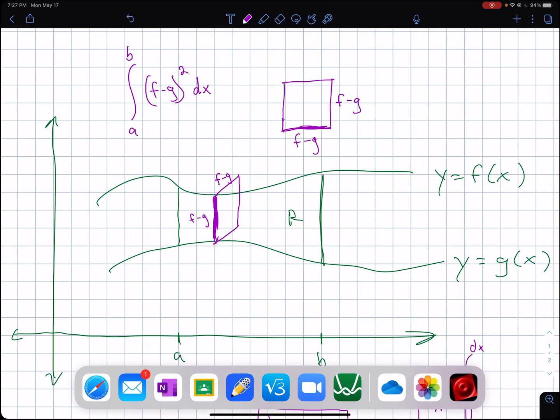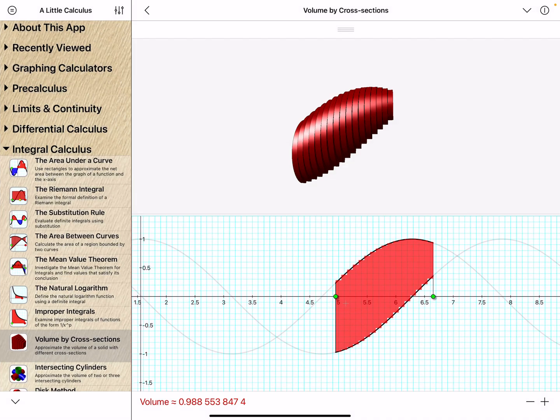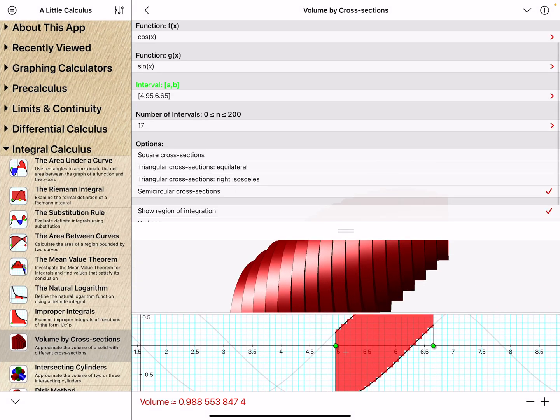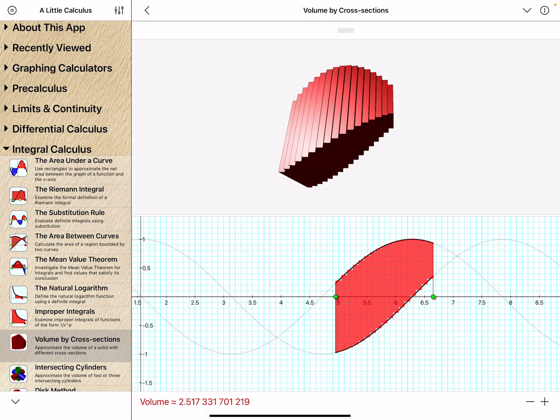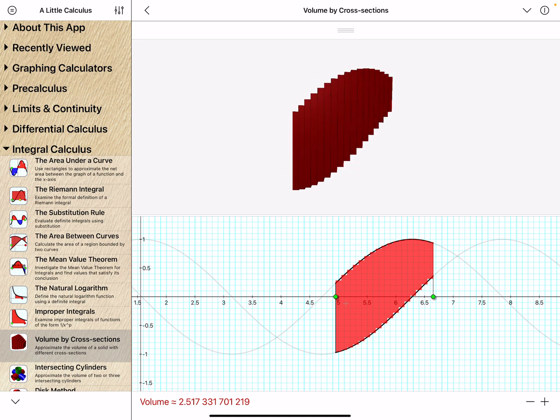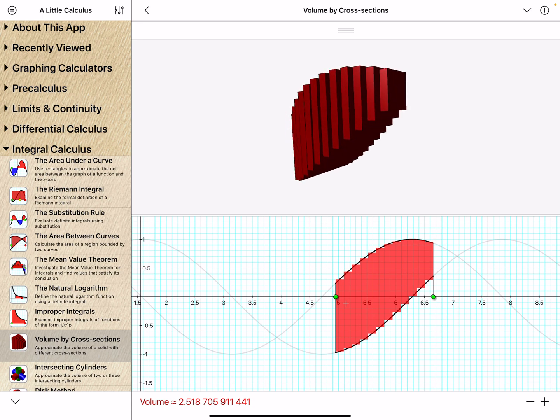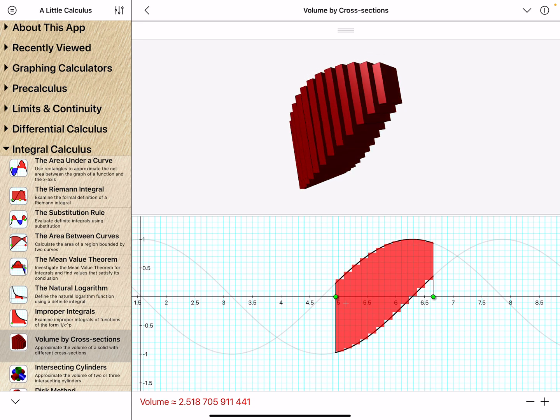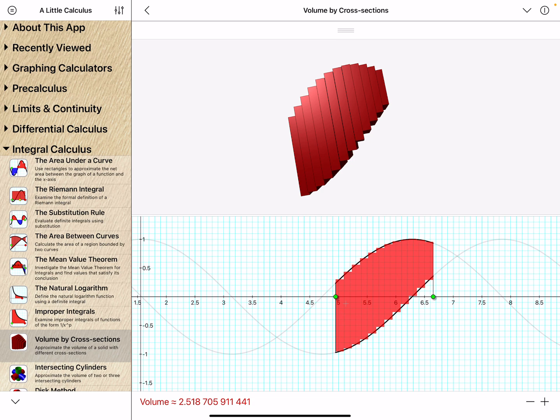So let's take a look here at this one. Let's make these square cross sections. You can see we have this region here and the area between it. Now, I can make the books a little fatter right now. We'll do less squares. As you can see, this one has cross sections that are squares. When the space between the two curves gets larger, the square gets larger.